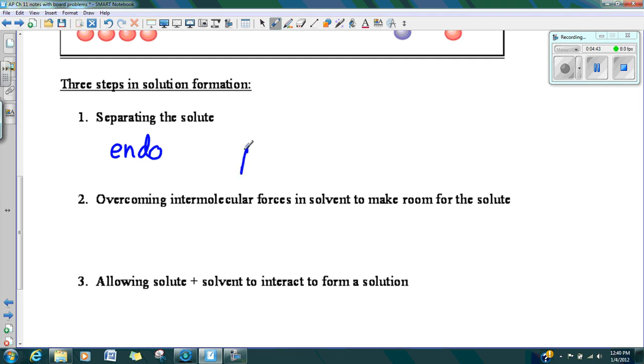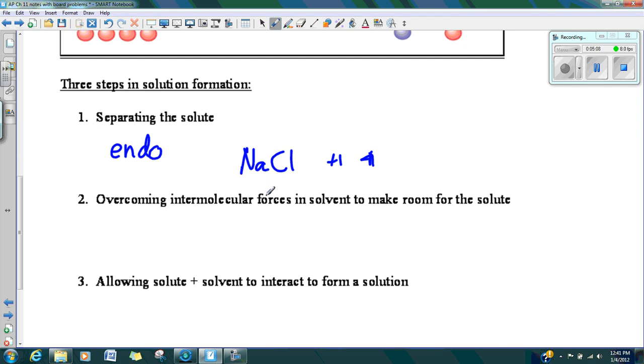So if we think of NaCl, we know that that is regular old table salt. We know that that has a +1 charge and a -1 charge, and this is an ionic bond. There's a certain amount of lattice energy that has to be overcome in order to separate the solute. So then we are talking about overcoming those intermolecular forces.